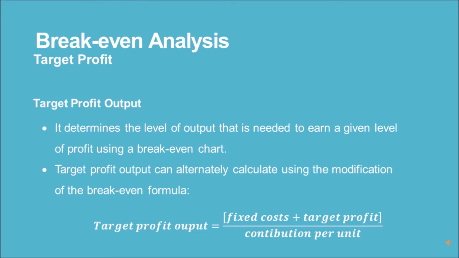It determines the level of output that is needed to earn a given level of profit using a break-even chart. Target profit output can alternatively be calculated using a modification of the break-even formula. Target profit output equals fixed cost plus target profit, divided by contribution per unit.